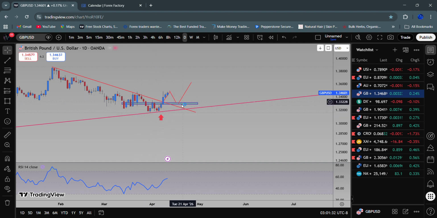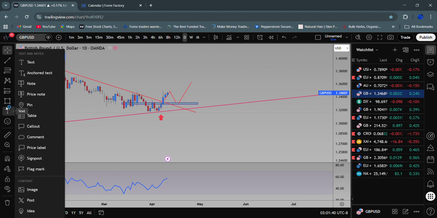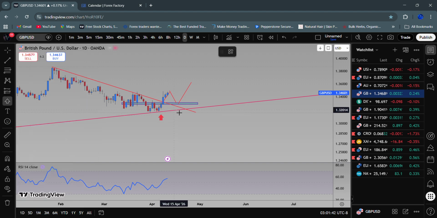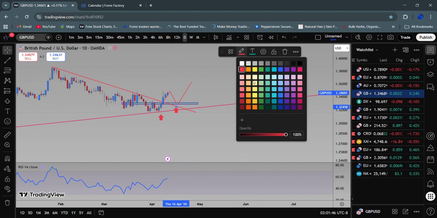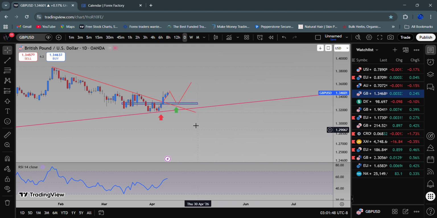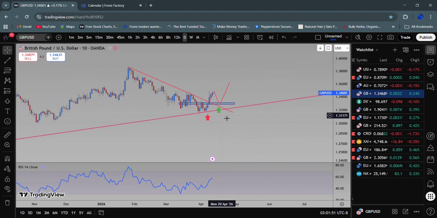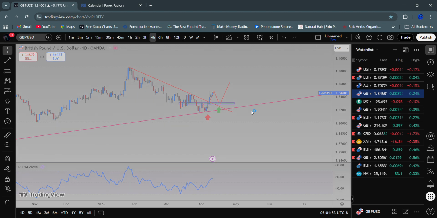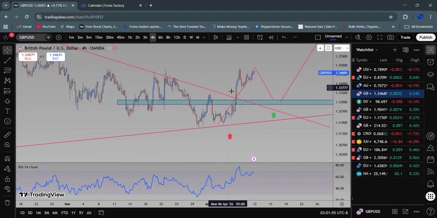So we could have a retest of this counter trend line here, but I'll be looking out to get in for new buys around this zone here. This zone, let me just give it a different color, green. This zone here. That is basically how I'm going to be tackling that market.